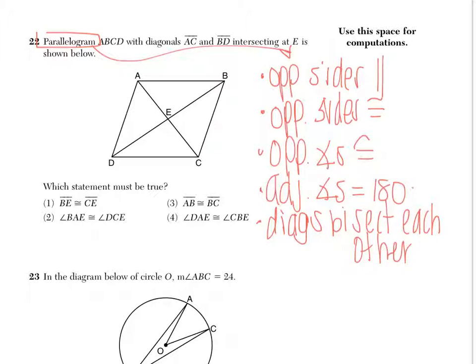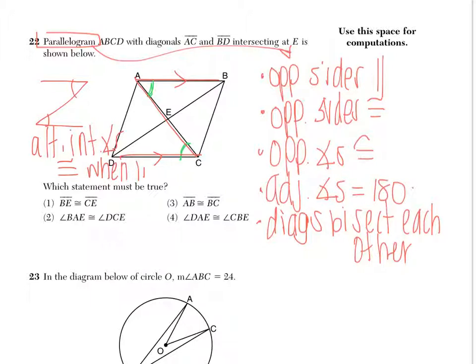Number 2 says angle BEA, this angle here, is congruent to angle DCE, this angle here. Now notice that because these opposite sides are parallel, I actually get a Z formed here. It's a backward Z, but that's okay. And out of a Z, or a backward Z, we get alternate interior angles. And we know that these are congruent when lines are parallel. So I think that our choice is 2, but I want to be sure that I'm correct, so I'm going to check the other choices just in case.